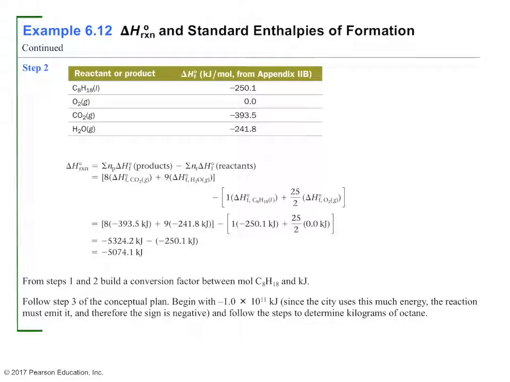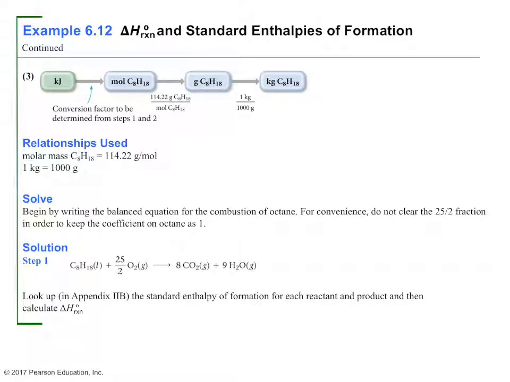So here's the solution. Okay, step 2. So we looked up our heats of formation for each of the following reactants. So the first step, we have to write a balanced equation. So notice that C8H18 plus 25 over 2 O2 gives us CO2 plus H2O.